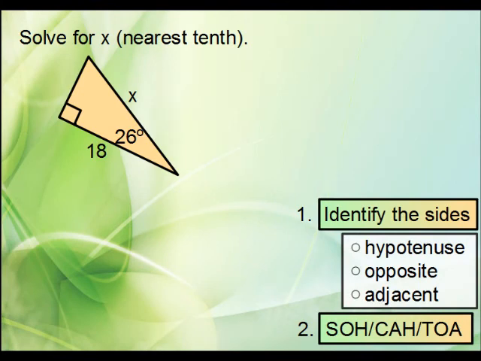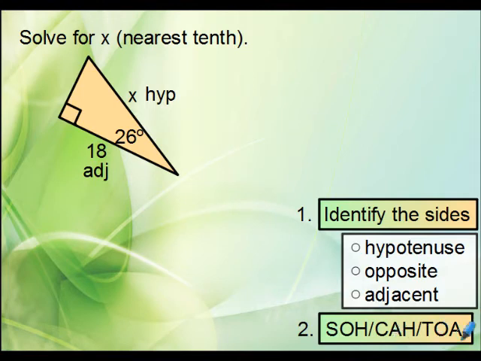Solve for x. We're going to go through the same process in that you want to identify your sides. With respect to 26 degrees, this side's opposite, so we have nothing there. This one's adjacent, because this is the leg that is next to the angle, and this is the hypotenuse. Recall that the right angle is always pointing right at the hypotenuse.